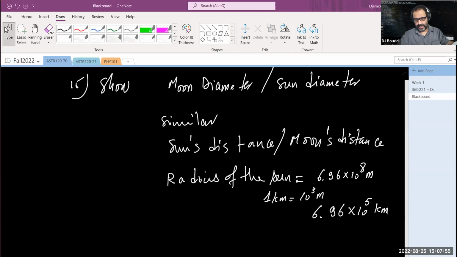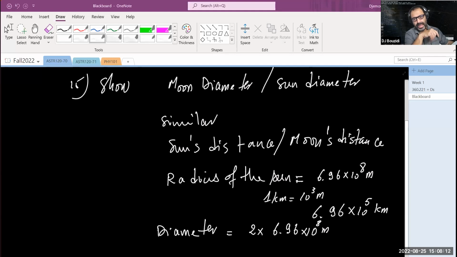So this is the radius of the sun. Obviously, I need the diameter. The diameter is twice the radius, so it's just 2 times 6.96 times 10. It doesn't matter which unit I use, but I have to be consistent. If I have it in meters for the sun, I better use the same thing for the moon. They cannot be used differently. So that is the radius of the sun, and that's all we have right now.